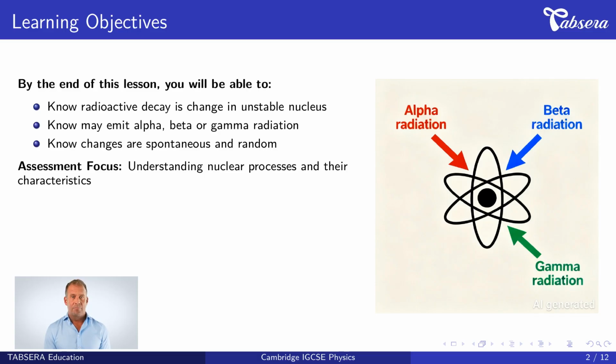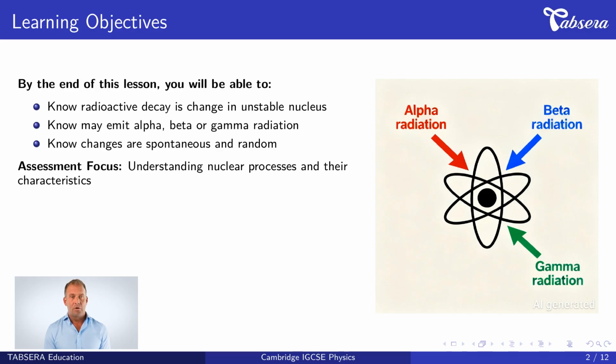Let's examine our learning objectives for today. By the end of this lesson, you will be able to, first, know that radioactive decay is a change in an unstable nucleus. This means understanding that certain atomic nuclei are not stable and must change to become more stable.